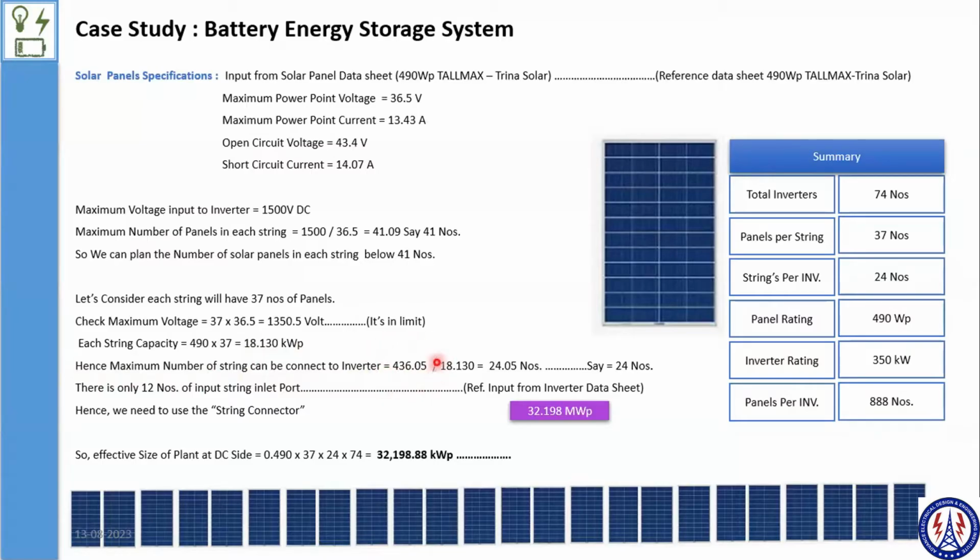Because each inverter is catering this much of DC, 436.05, each string can carry this much. This is giving me 24.05, say 24. So I'm connecting 24 numbers of strings.